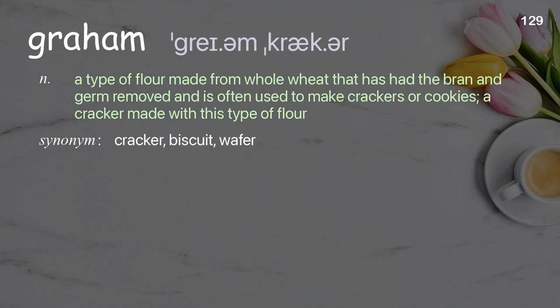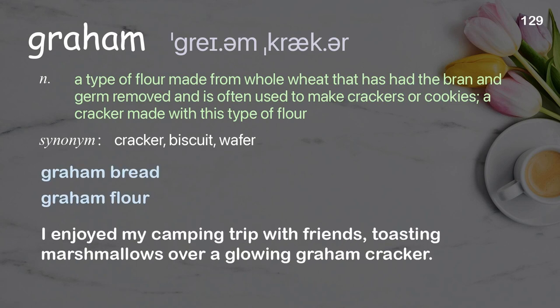Graham. A type of flour made from whole wheat that has had the bran and germ removed and is often used to make crackers or cookies. A cracker made with this type of flour. Examples: Graham bread, Graham flour. I enjoyed my camping trip with friends, toasting marshmallows over a glowing Graham cracker.